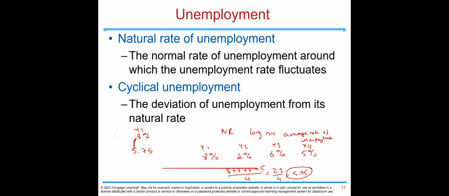As you see, it's the deviation of unemployment from its natural rate. In this case, it is a positive number, which is 2.25%. And for year 2, it's a negative number, and so on. So the deviation of unemployment from its natural rate is cyclical, and the natural rate, you might think of it as an average number of the unemployment rates you see in the economy in the long run.